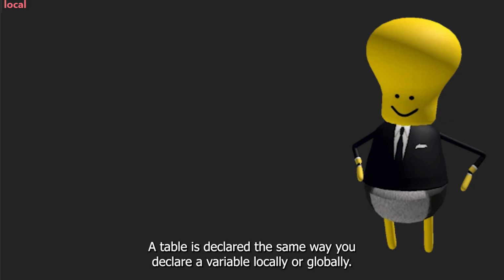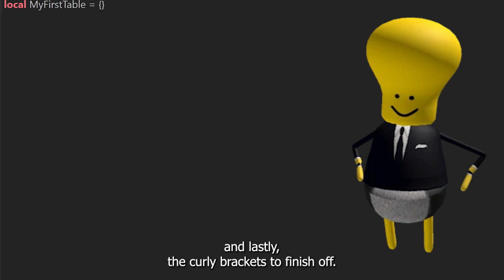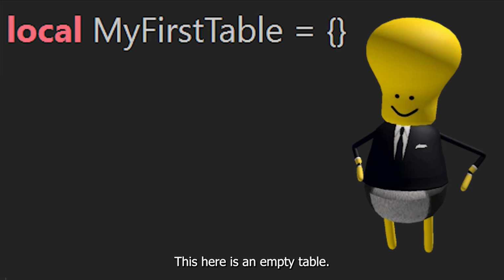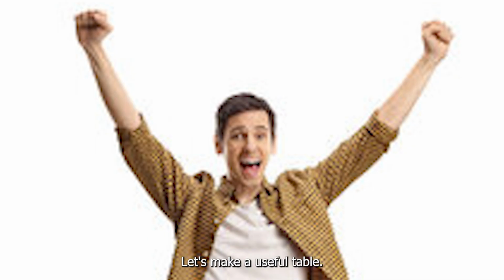A table is declared the same way you declare a variable, locally or globally. They also have the identifier/name, and lastly the curly brackets to finish off. This here is an empty table. It's useless for now. Let's make a useful table.